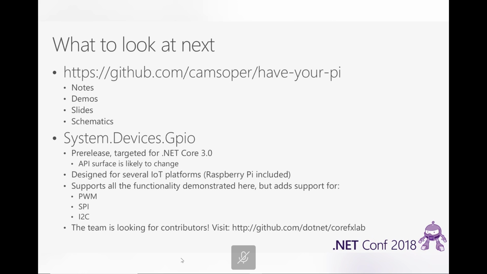The other thing I wanted to talk about is you should go take a look at system.devices.gpio. That is a package that is currently in pre-release. It is targeted for .NET Core 3.0. It is very early in development, and the API surface is very likely to change before release. It's designed for all kinds of IoT platforms that use GPIO, Raspberry Pi included, and it's kind of an easy one to feature because it's so ubiquitous.